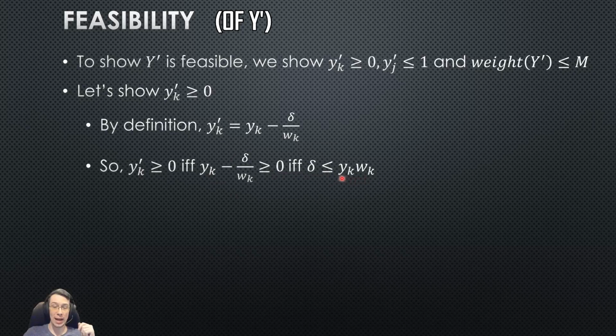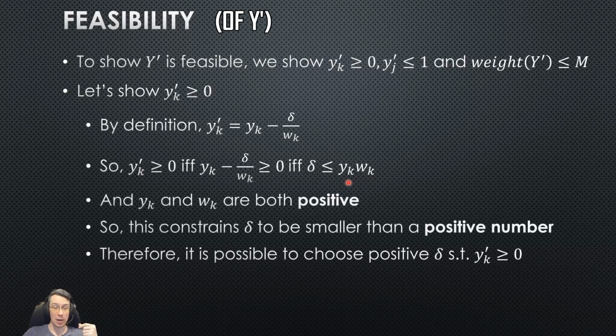Well, the original yk is between 0 and 1, because we assumed that y is a correct solution. And wk is a positive integer. So in order for delta to be less than or equal to yk times wk, and for delta to still be positive, because we want to remove a positive amount of weight from k, wk we know is positive. We just need yk to be positive. But we know yk is positive.